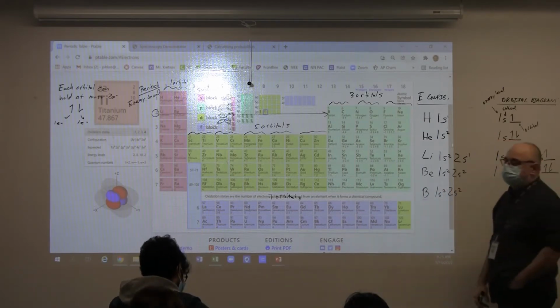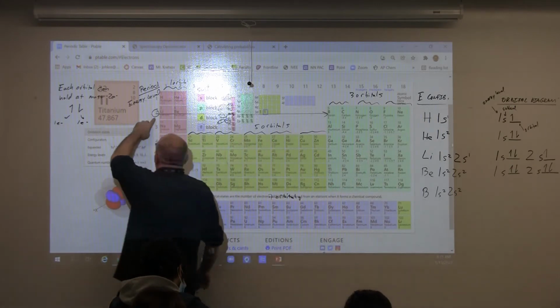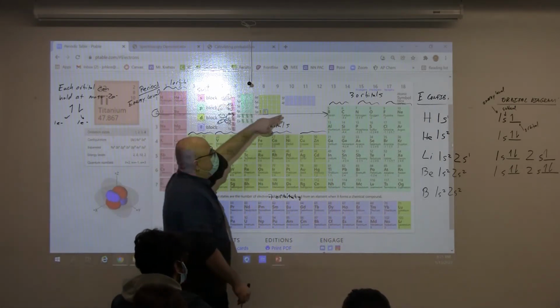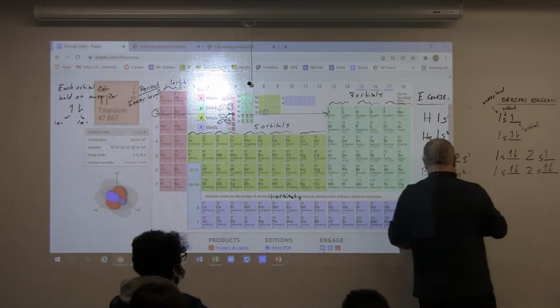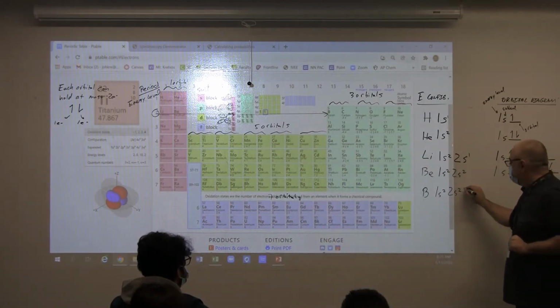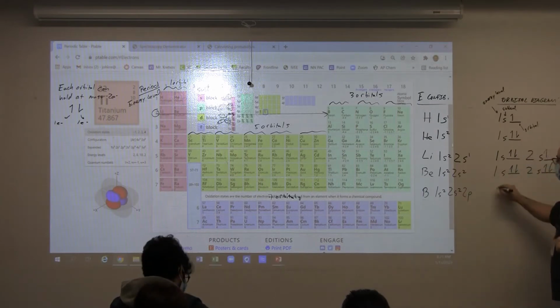now I got to be careful. I'm in the second row, but now I'm in a different type of orbital, the p orbitals. So instead of 2s, P, it's 2p1. And there's only one. Very good. So you're starting to see the pattern.